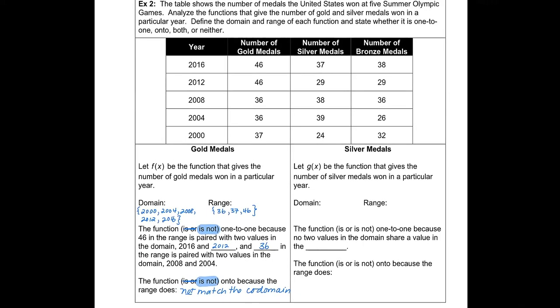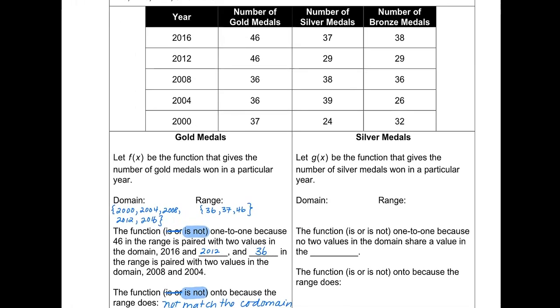So we're going to repeat this now with the silver medals. Does the domain change at all for the silver medals, which is the year? No, it'll be the same as the gold medals, but here are the silver medals. So it's going to be, again, going from least to greatest, 2000, 2004, 2008, 2012, 2016.